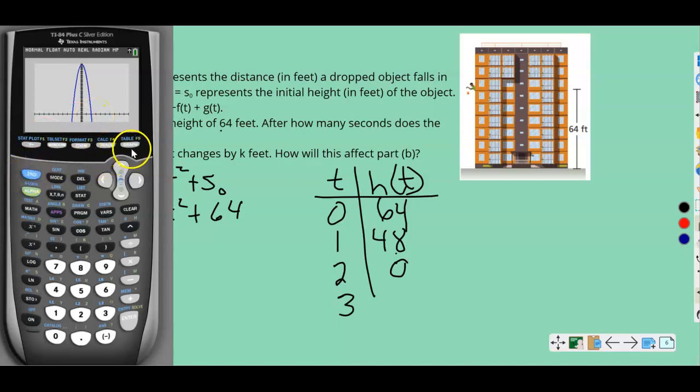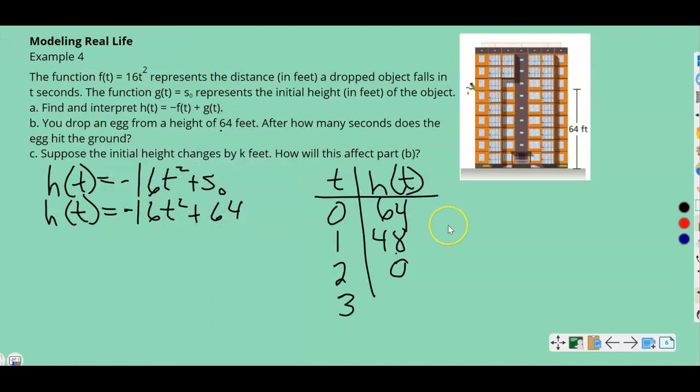You also can do second graph. Go to your table of values and you can see at 2, 0 is a point on the graph. So we can conclude that after 2 seconds, t equals 2. That means after 2 seconds, the egg will hit the ground. All right, so this is A part.